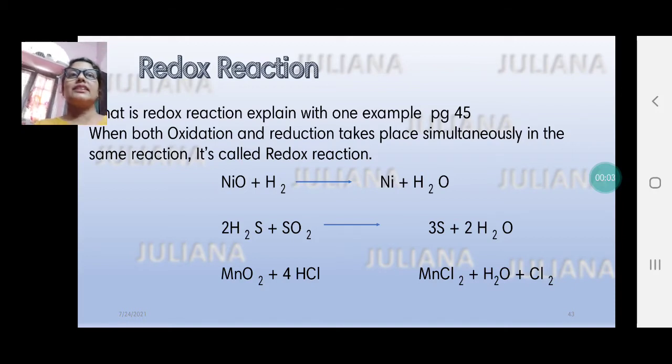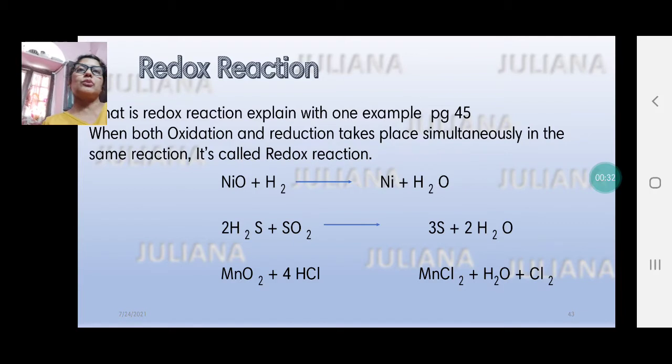Welcome back. This is our 9th video for chapter 3, chemical reactions and equations, and today we are studying redox reactions. In the last video we studied reduction and oxidation separately, but I had also mentioned that in many chemical reactions, reduction and oxidation take place simultaneously. Such reactions or such equations are called redox reactions. Now let's take some examples here.